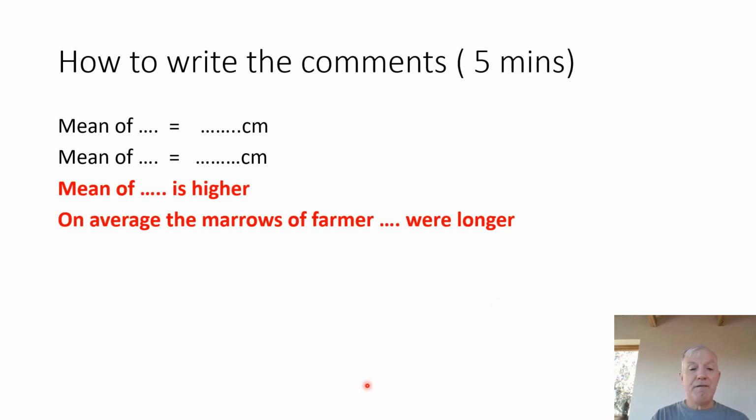Then I'd spend 5 minutes working on how to write the comments. Have the students write down the mean of the first set of data, the mean of the second, make the comparison of which mean is higher, and then write it with the correct terminology: on average, the marrows of farmer A or B were longer. We need this sort of terminology so that the simple comment on comparison is very straightforward.